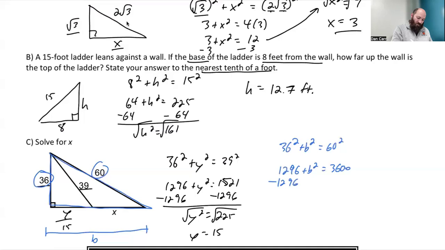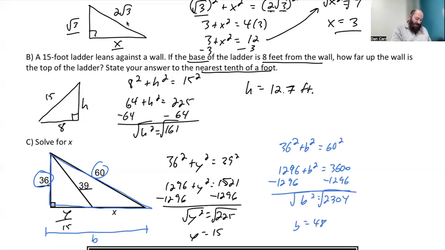I'm going to subtract 1296 over. So that b squared is equal to 3600 minus my 1296, which gives me 2304. And then finally, I'm going to take the square root of both sides. And that comes out to 48.